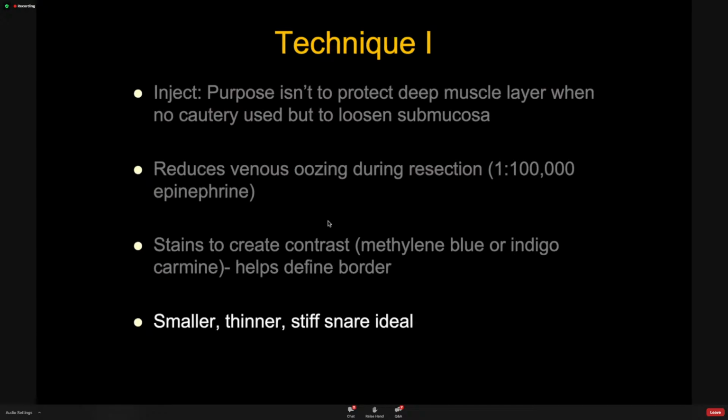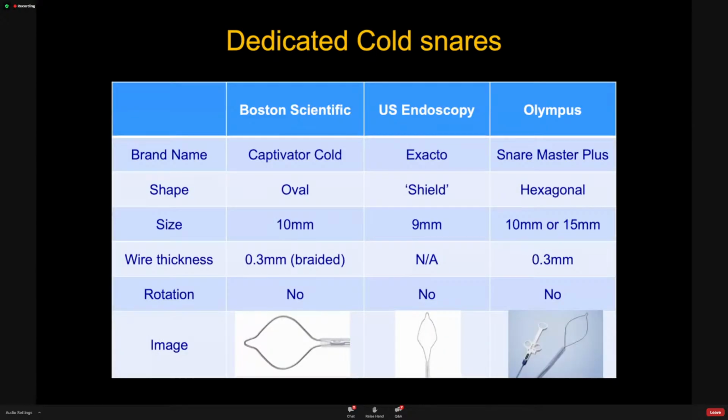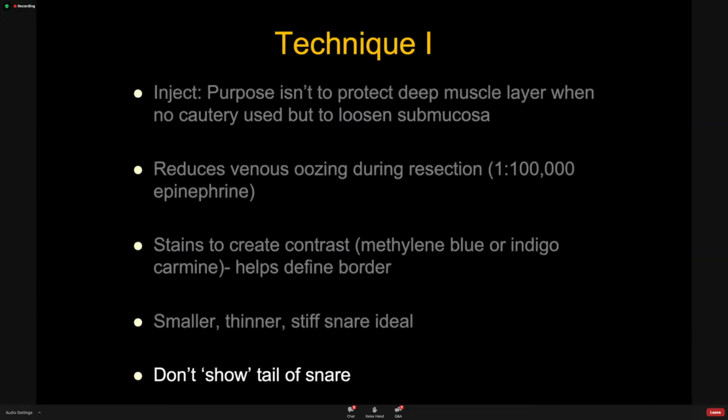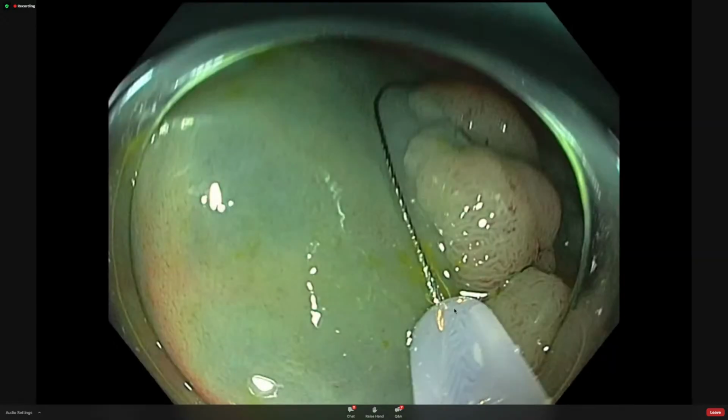what we then use is a smaller, thinner, stiffer snare is ideal, and these are some of the snares which are available. They are specialty snares, dedicated cold snares which can do the job, and they're generally smaller than the normal snares which we use, ranging from 9 to 15 millimeters. Don't show the tail of the snare. If you show the tail of the snare, as in this case, what will happen is the snare will tip up and down and make the resection very difficult.